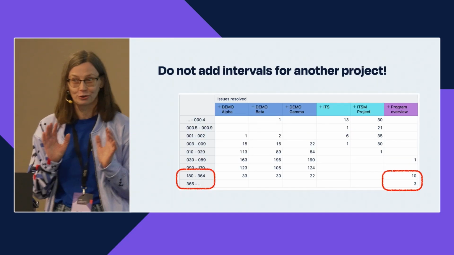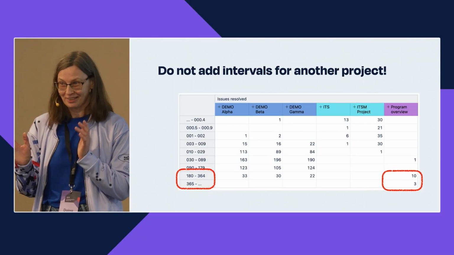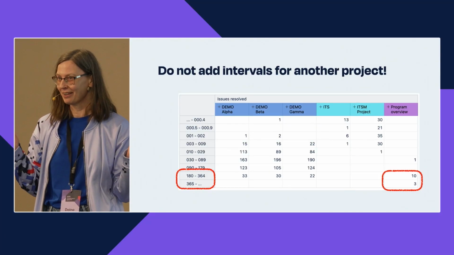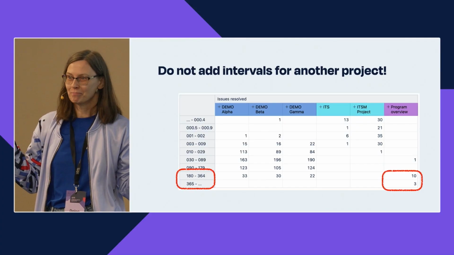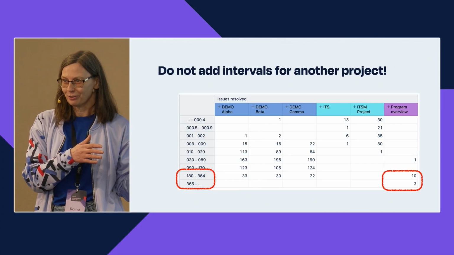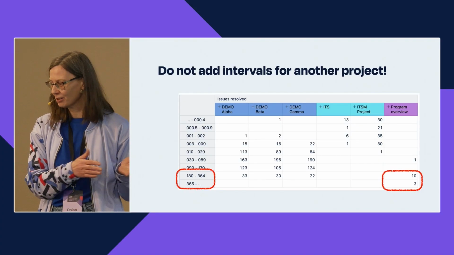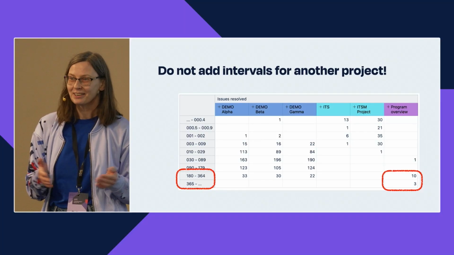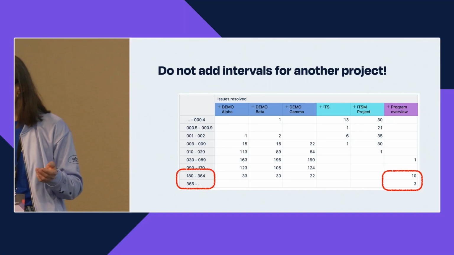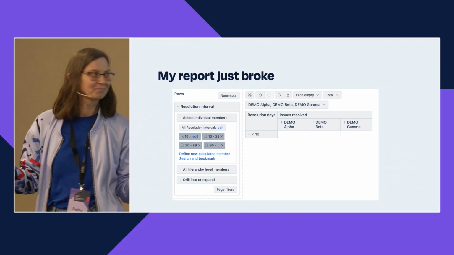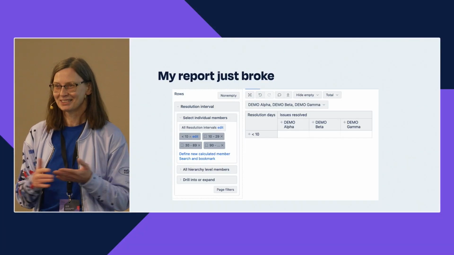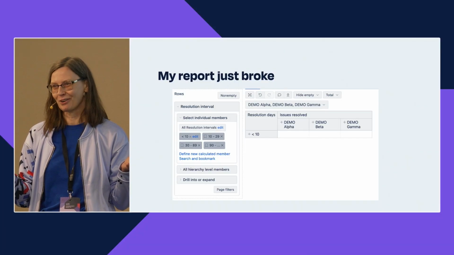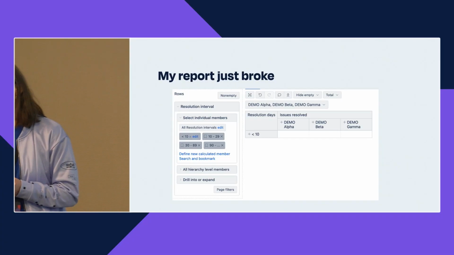So do not add any more intervals. If another team, for example, for a bigger project implementation, not program implementation, they will start at 1 year, half a year project. That's a done deal. The report just broke. No, it's not working again.